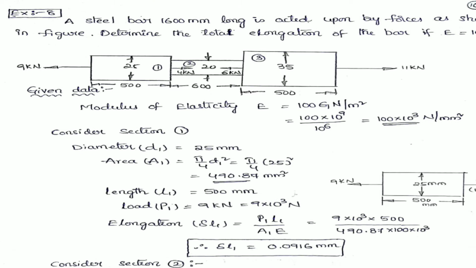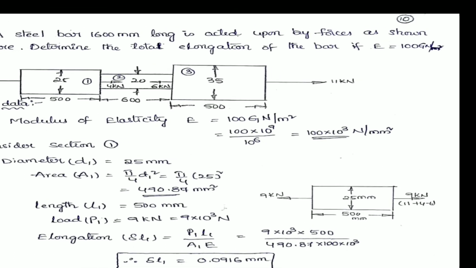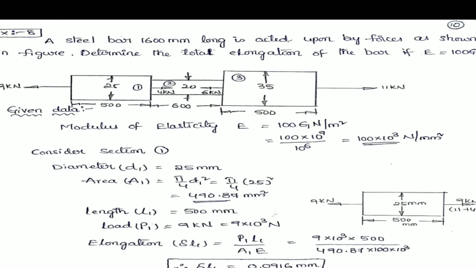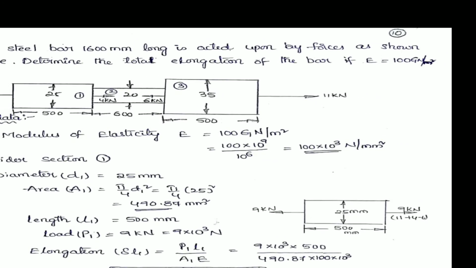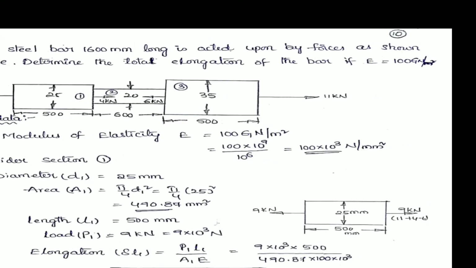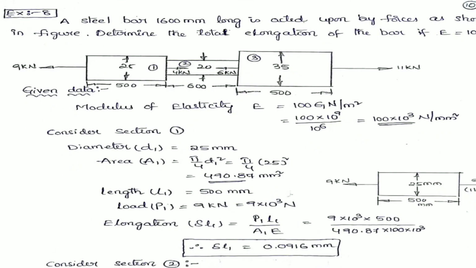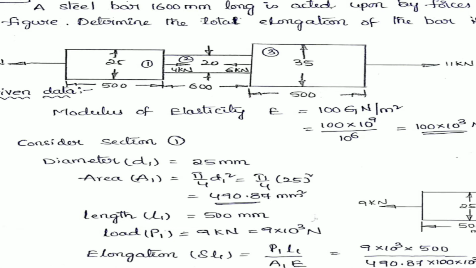Example 8. A steel bar 1600 long is acted upon by forces as shown in the figure. Determine the total elongation of the bar if E is equal to 100 giganewton per meter square. Here, the steel bar is available. In this steel bar, on the left side 9 kilonewtons and on the right side 11 kilonewtons pulls.